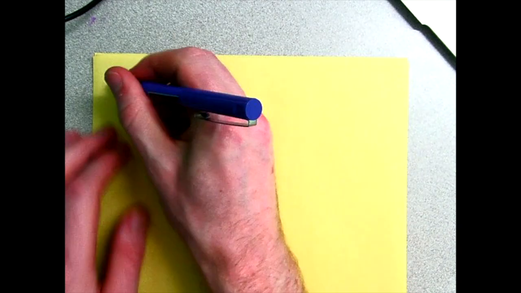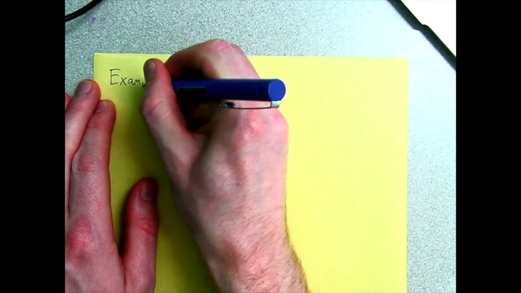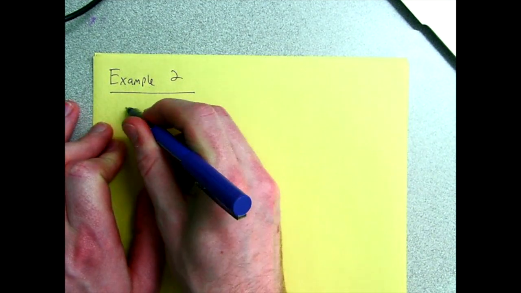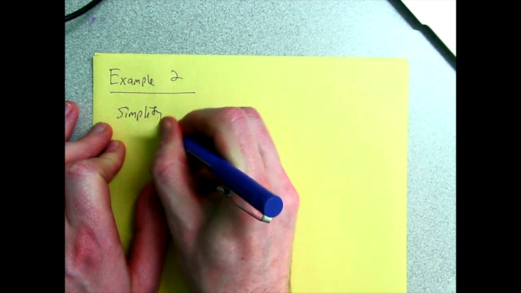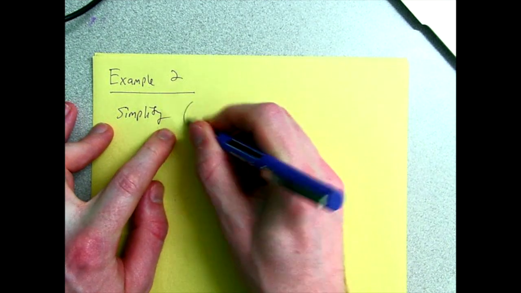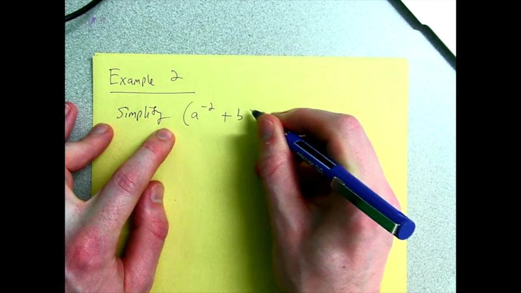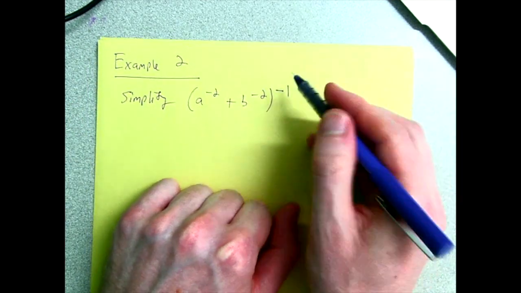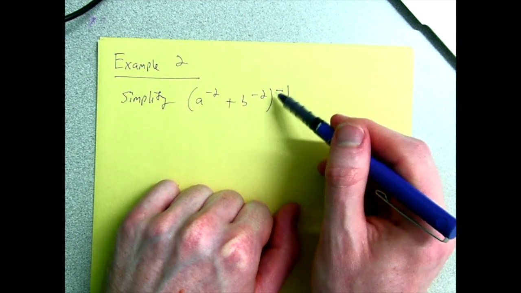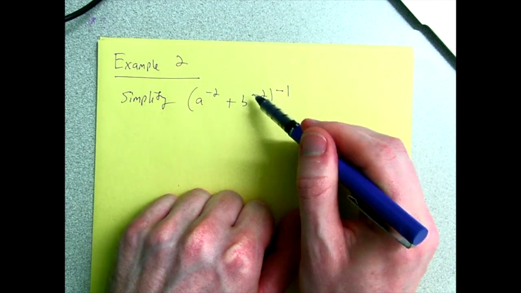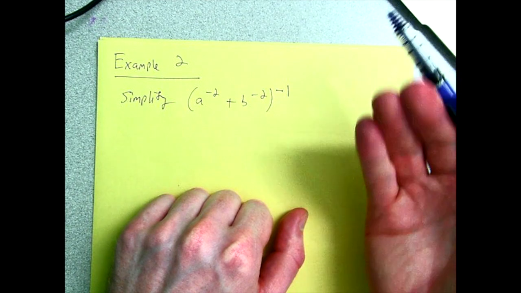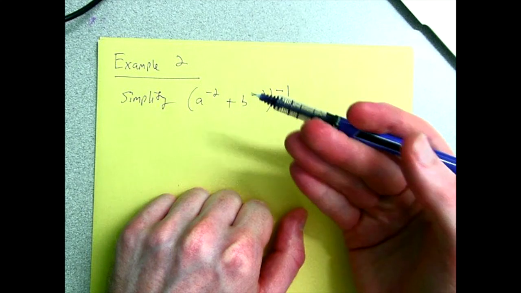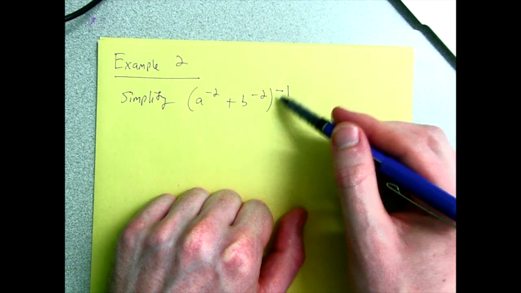So here's our second example, example 2. Let's simplify the following expression. A to the negative 2 plus b to the negative 2, raised to the negative 1. Now, it's really tempting to think that you can distribute this negative 1 to each of these 2 terms, but if you remember what I said a few minutes ago, exponents don't distribute over sums, only over products. So unfortunately, you can't do that.